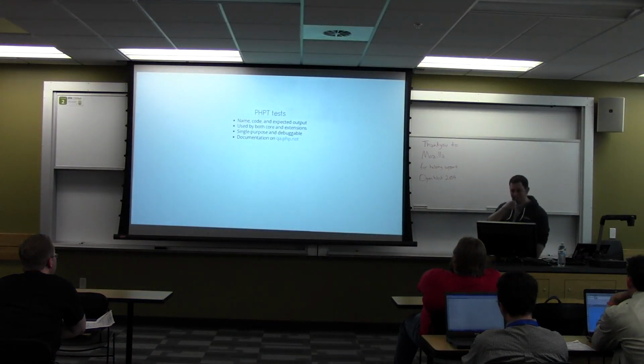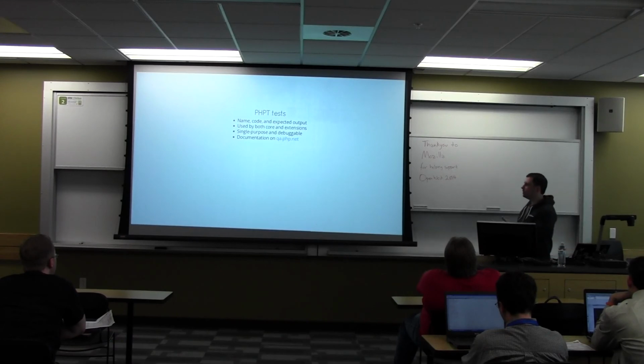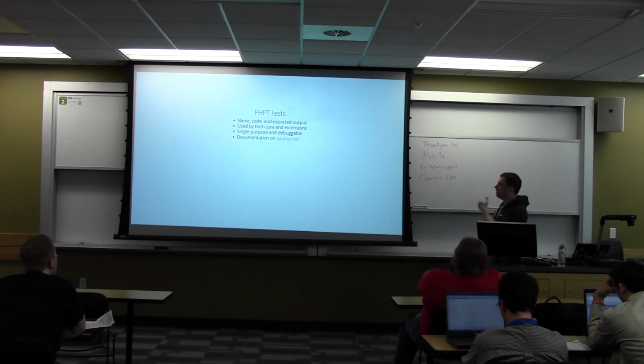So tests in PHP core have their own proprietary format, because why not? PHPT tests basically have a name, some code, and expected output. There are no assertions. If you want assertions, you echo it and put what you expect to see in the expected output. We use this both for PHP core and for extensions. It's really single purpose, so PHP core has thousands of these. Array values might have many of these, testing each individual test case as a separate PHP file. But they're also debuggable, and the documentation for how this works is on qa.php.net.